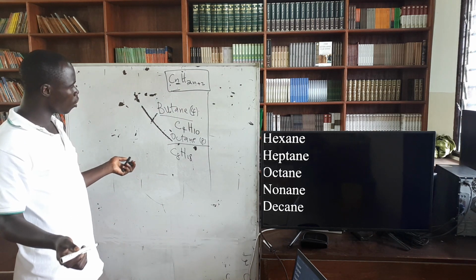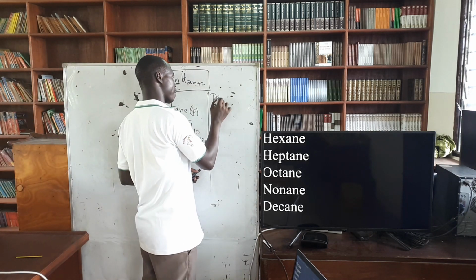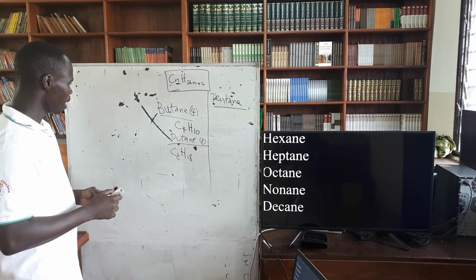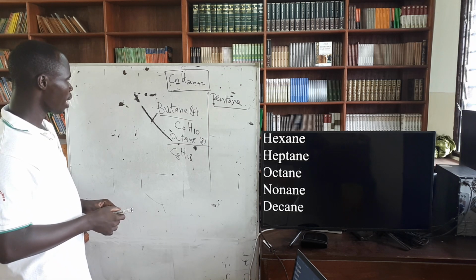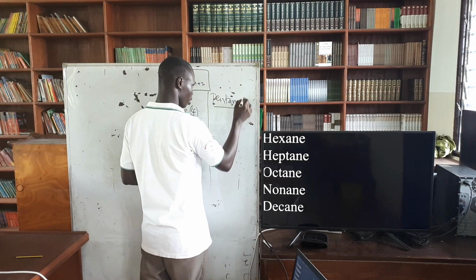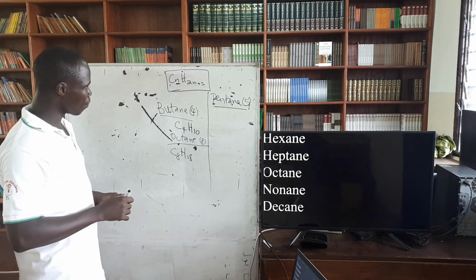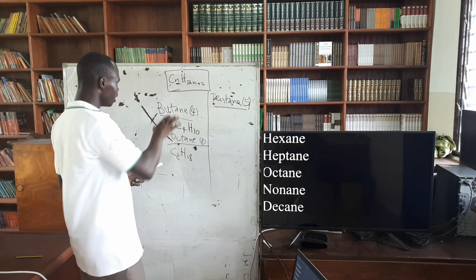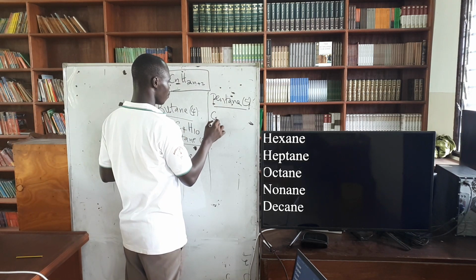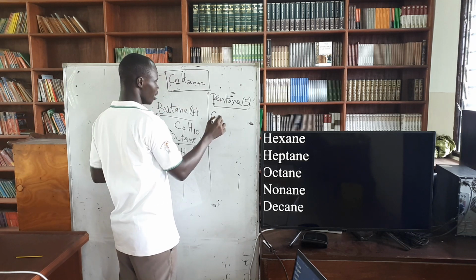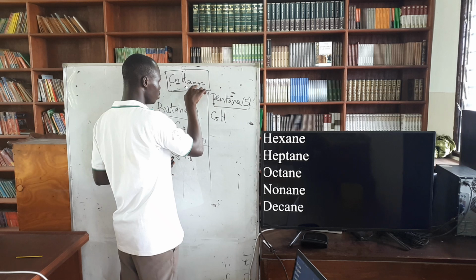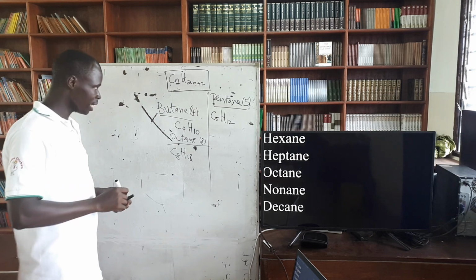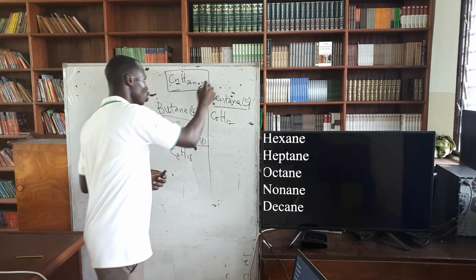Let's say you want to talk about pentane. Pentane has got 5 carbons. Now, pentane having 5 of them, we can say C5. Then H. 2 times 5 will be 10 plus 2, 12. Now that is how you use this formula to find the molecular formula.